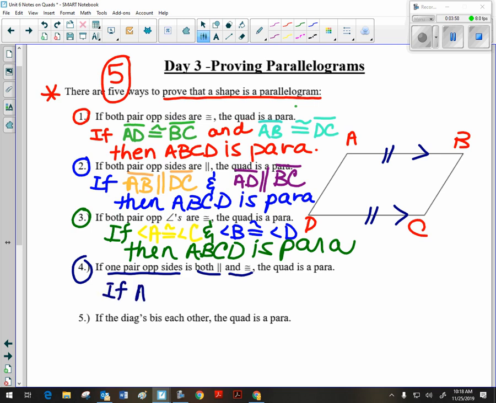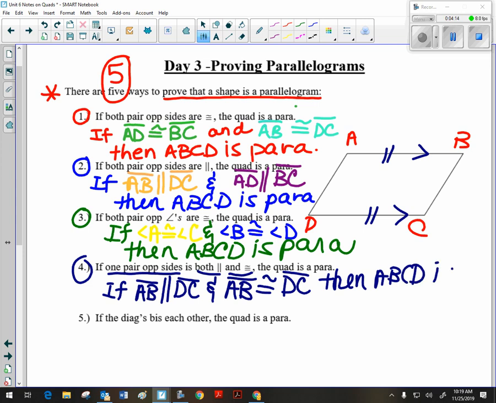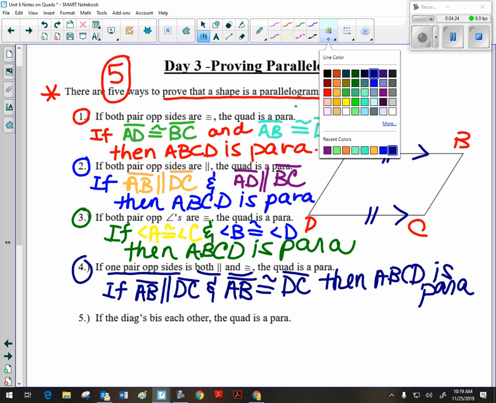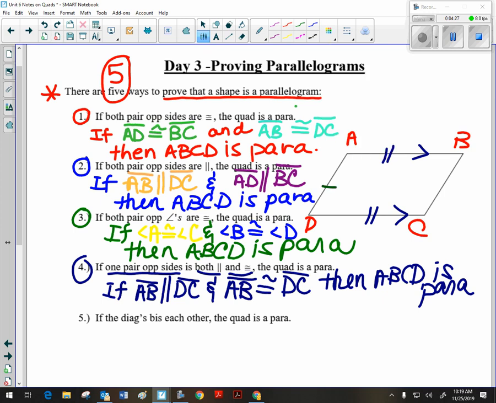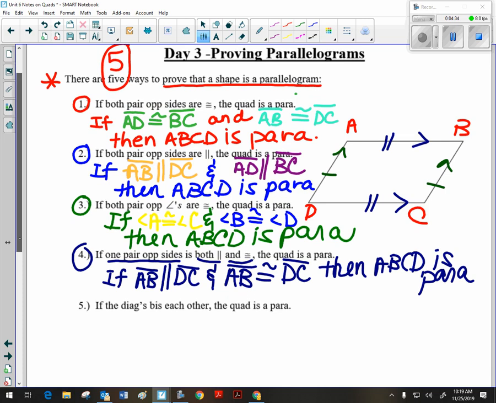So if I could get that line segment AB is parallel to line segment DC, and the same line segment AB congruent to DC, then I could say that ABCD is a parallelogram. So this one's a little different because it's one pair of opposite sides, but 2 things have to occur on it. In this case, please note that if instead of getting the top and bottom opposite sides congruent and parallel, if instead you had gotten the left and right opposite sides congruent and parallel, the same thing would have worked.